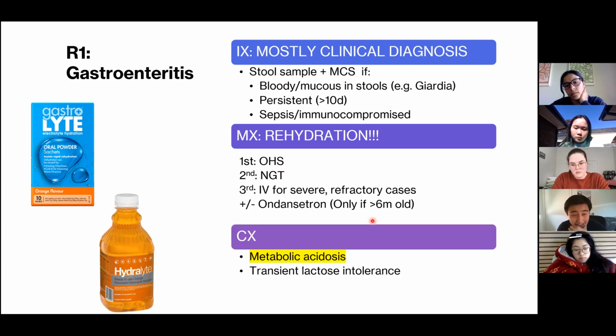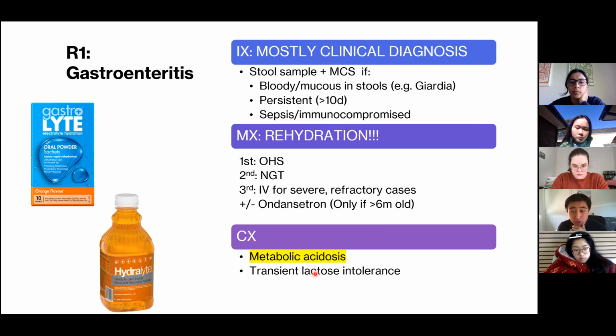For the complications of gastro, you can get metabolic acidosis. I've seen Monash ask about this in past questions. The reason you get metabolic acidosis is that when you are having that diarrhea, you are also pulling out some of your bicarbonate ions, which oppose the acids. As a result, you get metabolic acidosis from dehydration.